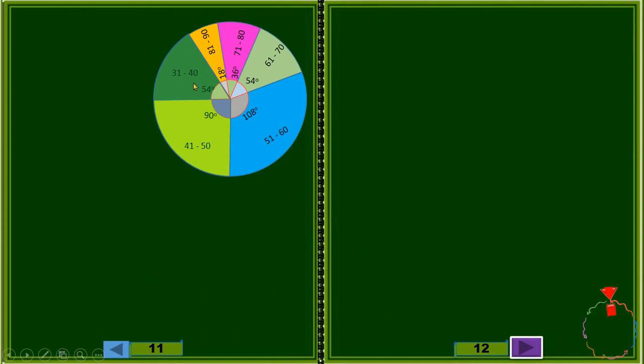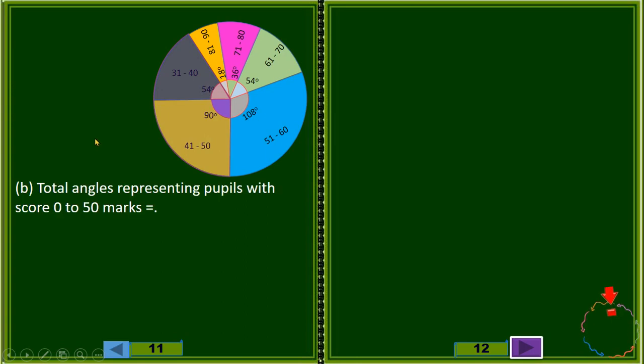So now, these two sectors represent what we are looking for. So we're going to find those two angles. What is the sum of the angles represented by these two sectors? The total angles representing the number of pupils with score 0 to 50 marks will give us 54 for the sector 31 to 40, added to 90 for the sector 41 to 50. That gives us the total angle for those that score between 31 to 50 as 144 degrees.